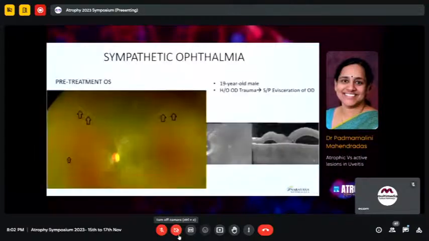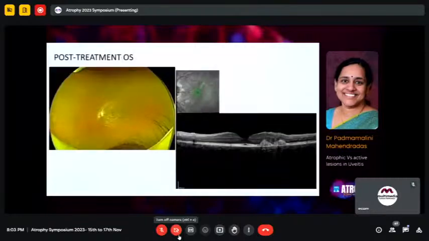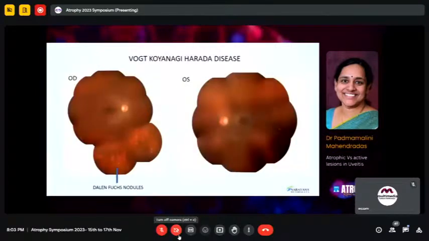Next comes panuveitis. Here is a case of sympathetic ophthalmia where you could see choroiditis lesions along the vessels. It shows subretinal fluid, increased choroidal thickness with vessel layer detachment. Following treatment, we could see the presence of an irregular hyperreflective area located at the outer retina.